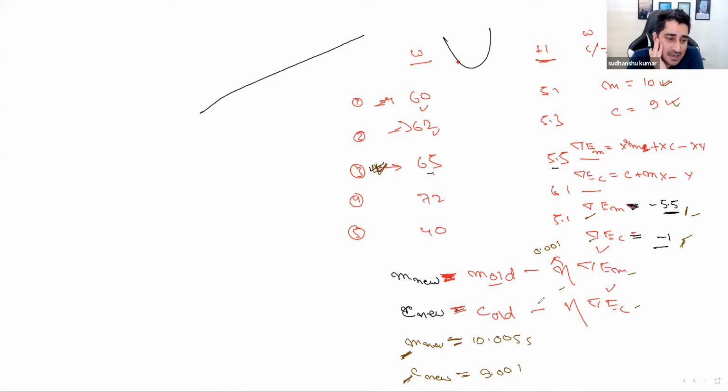So new C value. I'm talking about EM and EC, delta of EM and delta of EC. So give me the new value of delta of EM and delta of EC. I would like to know, after finding out a new value of M and C, whether I'm able to reduce errors or not. So M new and C new, we are able to find out, right?